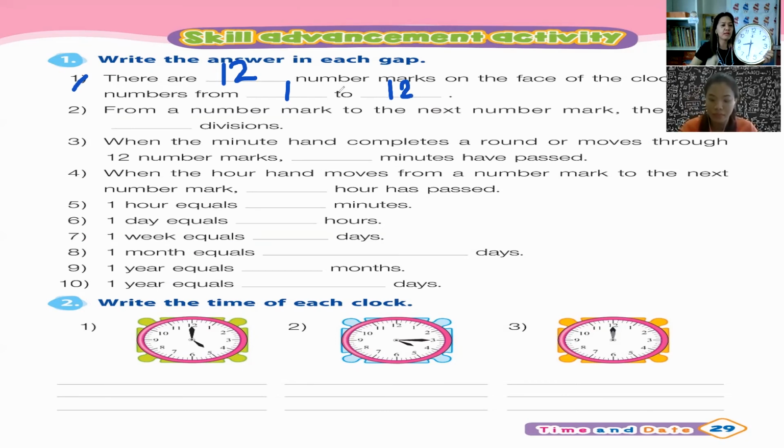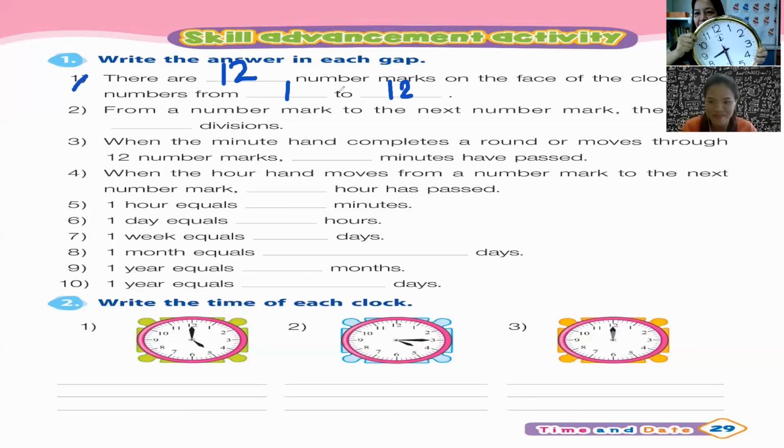I will still give you one more example. From a number mark to the next number mark, there are blank divisions. Can you see from 12 to 1? There are small lines. We taught you this. How many lines? How many minutes between?